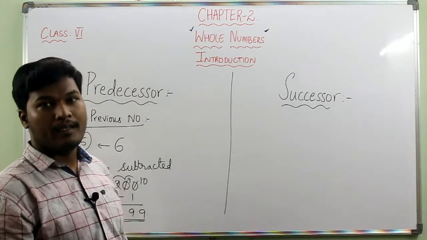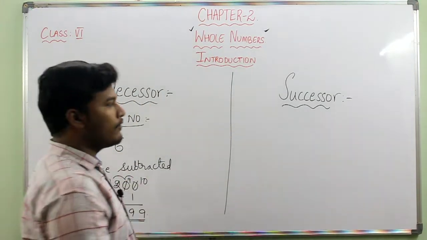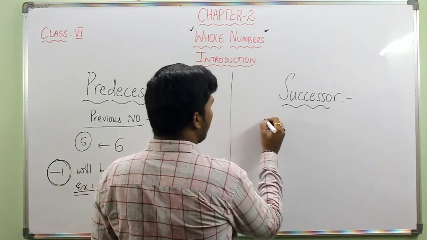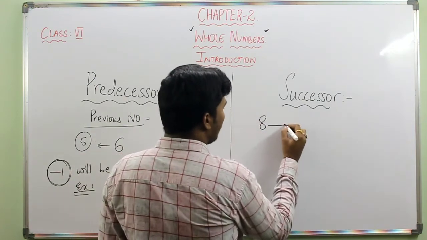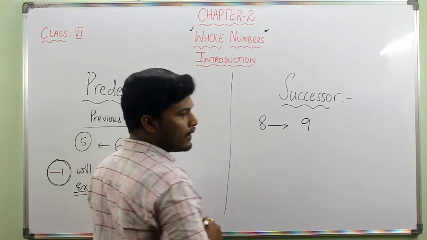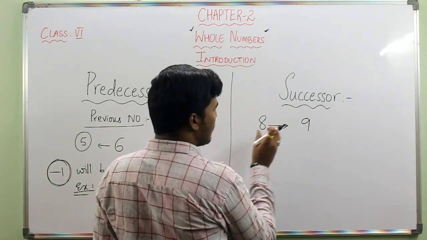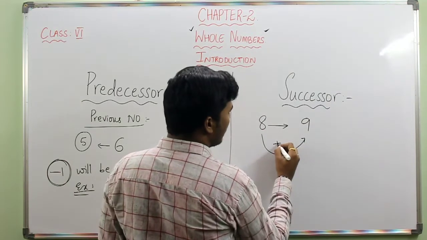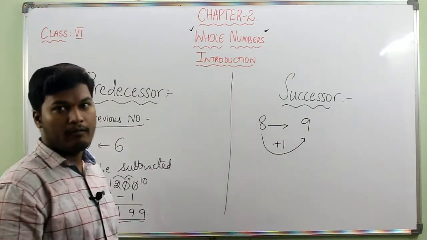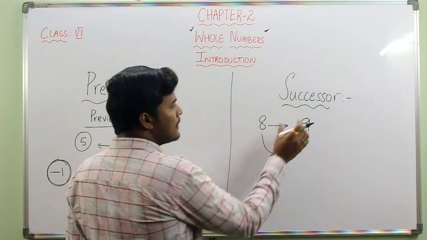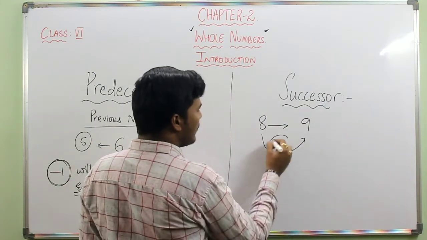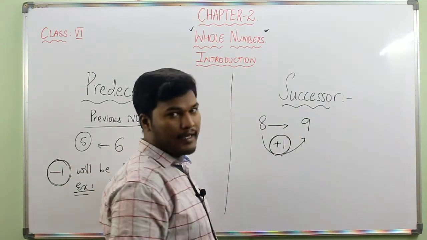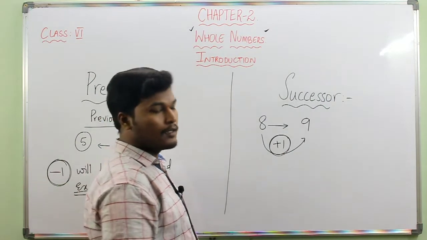Now let us see what is the successor. Successor is nothing but the number which comes after. Suppose I take the example of 8, after 8 we will get 9. So this 9 is called the successor of 8. I got it by adding 1 to that. Therefore, for the successor, we add plus 1 to the given number.